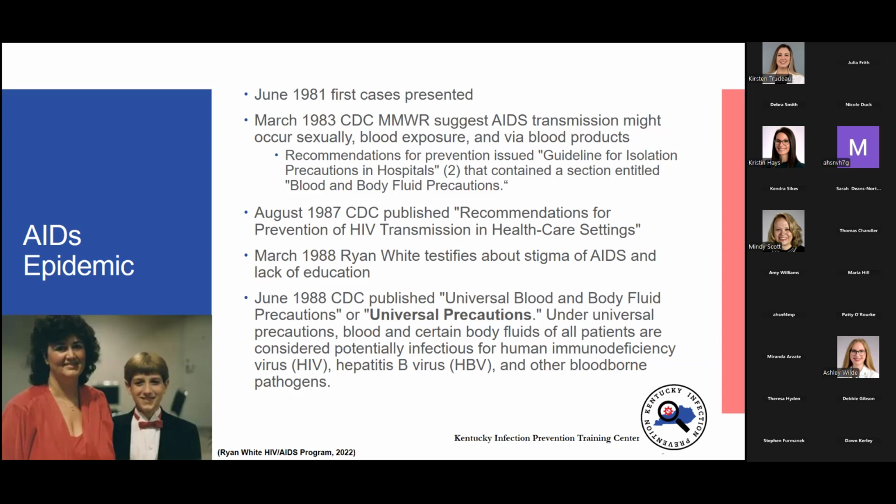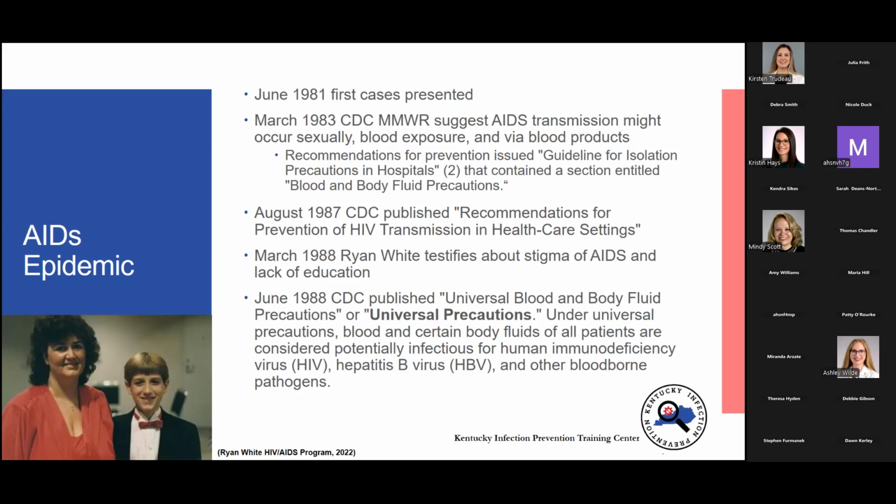In 1988, Ryan White testified about the stigma of AIDS and the lack of education. If you don't know about Ryan White, he was a 13-year-old who had hemophilia, and he contracted AIDS from a blood transfusion. Unfortunately, he did die about 5 years after his diagnosis. But he and his mom really rallied for him to be able to return to school. Because of the lack of education about how AIDS is spread, there was a lot of stigma about him returning to school. He and his mom really rallied for that education so that people with HIV and AIDS were not mistreated due to lack of understanding.